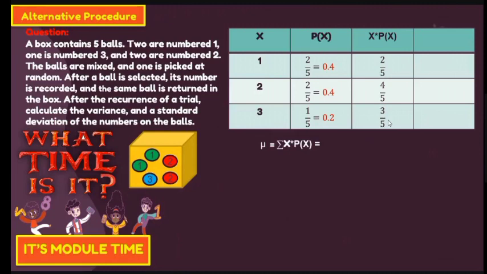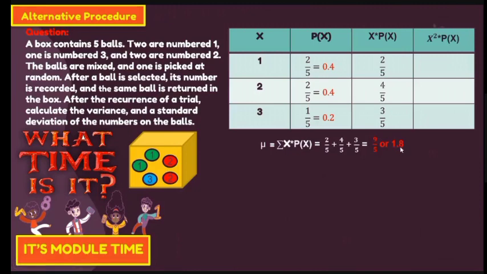So next natin is you have to solve for the expected value or the mean. So paano po siya? Add nyo lang itong mga to, itong nasa third column natin. So 2 fifths plus 4 fifths plus 3 fifths. Since similar fraction sila, you have to copy the denominator and just simply add the numerator. So, yung 2 plus 4 plus 3 is 9, then copy the denominator of 5. So, 9 divided by 5 is equal to 1.8. So, meaning, yung problem natin na ito is 1.8 as the mean.